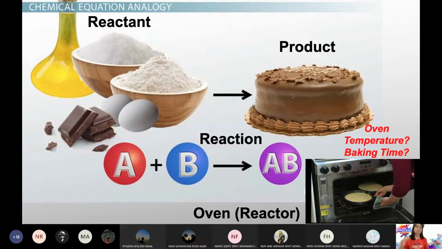So can you imagine now, as an engineer, okay, you have to design an equipment such as oven. As very simple example, such as oven. Okay, so when you have a reactor, okay, and you have a reaction, okay, mungkin kamu kena faham juga dulu kalau kamu lupa apa tu reaction.